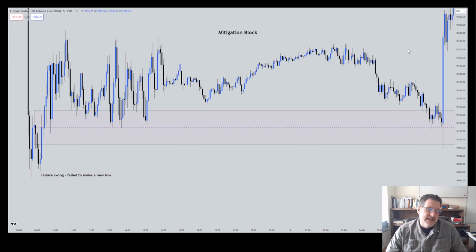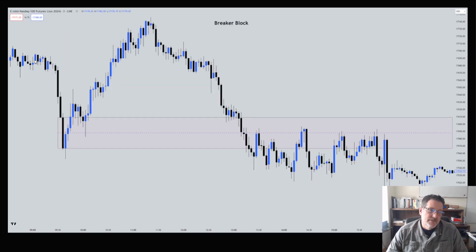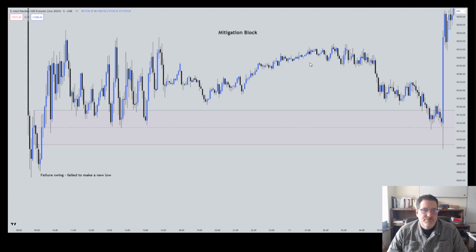Mitigation block. Now, a mitigation block is basically a breaker block that does not, let's go back to the breaker block. If we look at the breaker block, this price came down, and if we were to look over here to the left, we would probably see a price level here of an old high or an old low. This is coming down, taking out the liquidity, and then moving up. In a mitigation block, it doesn't necessarily take out that old low.